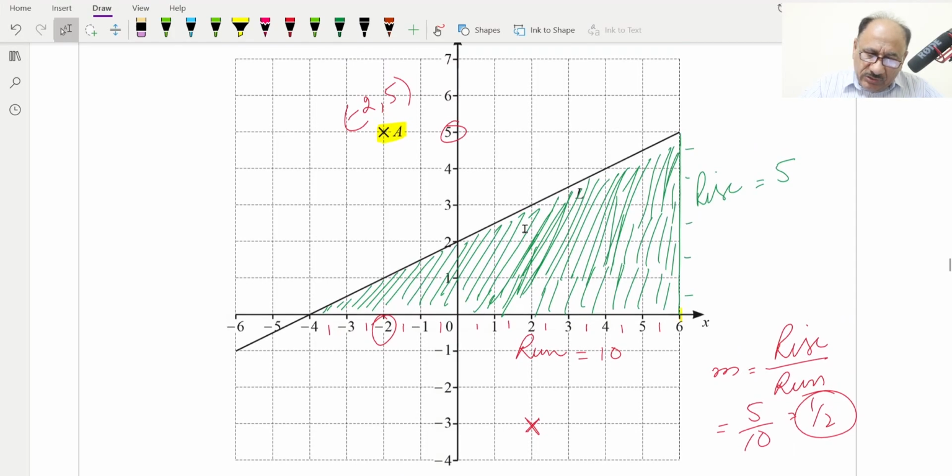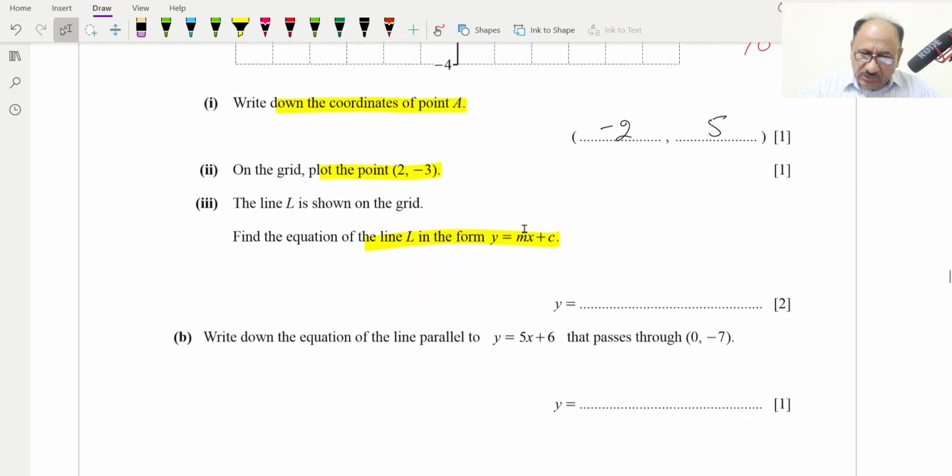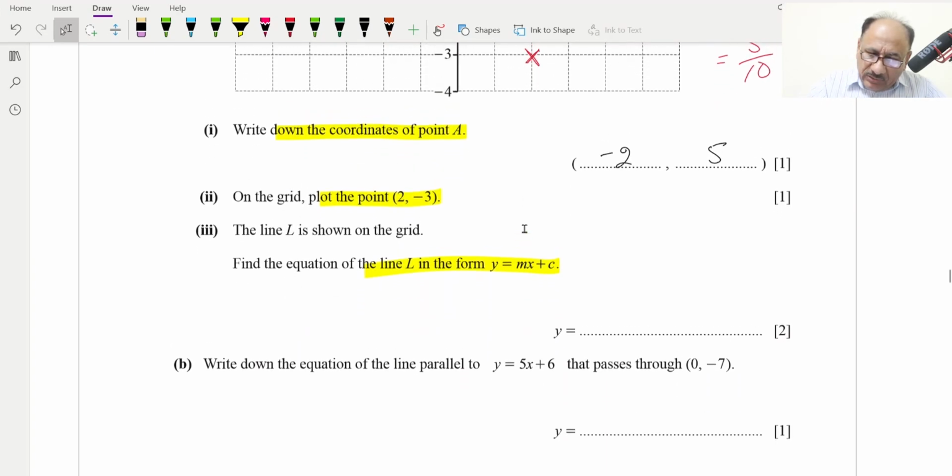And we can use this point, which is basically 0 and 2. Coordinates of this point are 0 and 2. Now we can use these two pieces of information. The point is 0 and 2, and m value is equal to 1 by 2. So we can write the equation of line in point slope form.